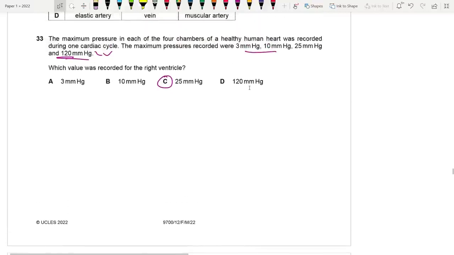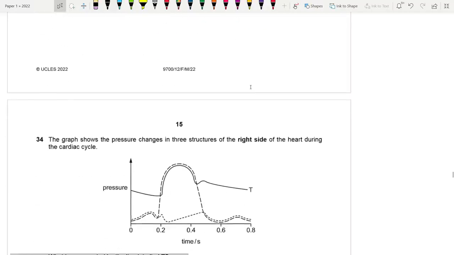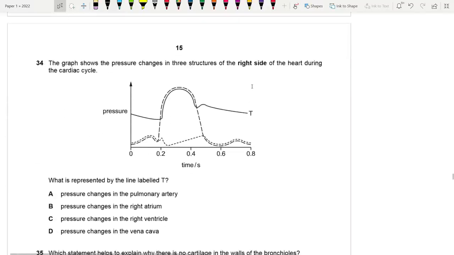As we go further from the heart, pressure slowly decreases. Okay. As you can see here, the graph shows the pressure changes in three structures of the right side of the heart during the cardiac cycle. What is represented by line T? This is really important.